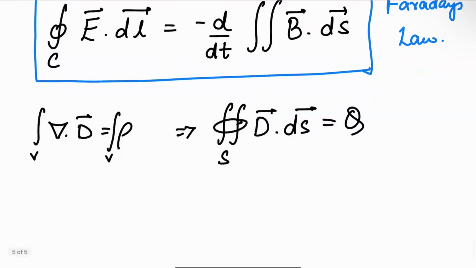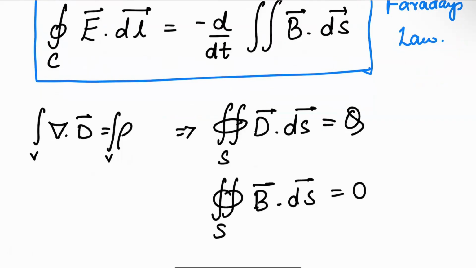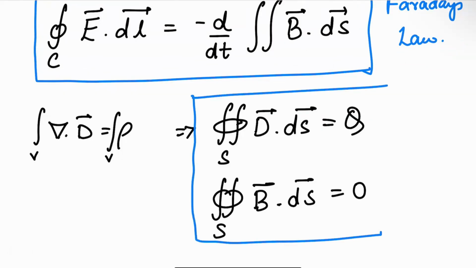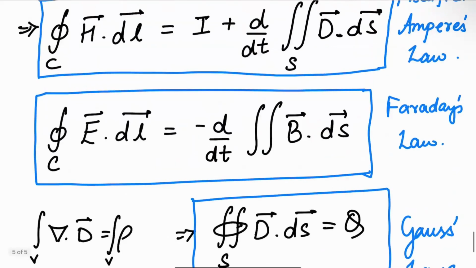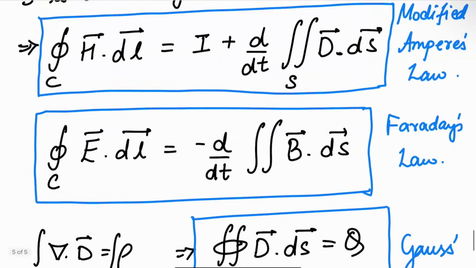And similarly, you can do the same thing with the divergence of B, which is 0. And that should give you the surface integral of B dot dS equal to 0. So these are your Gauss's laws. Okay. So these are the four fundamental Maxwell's equations, basically.